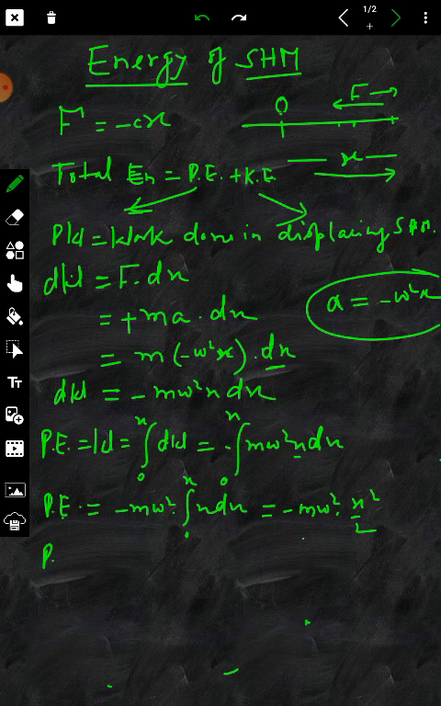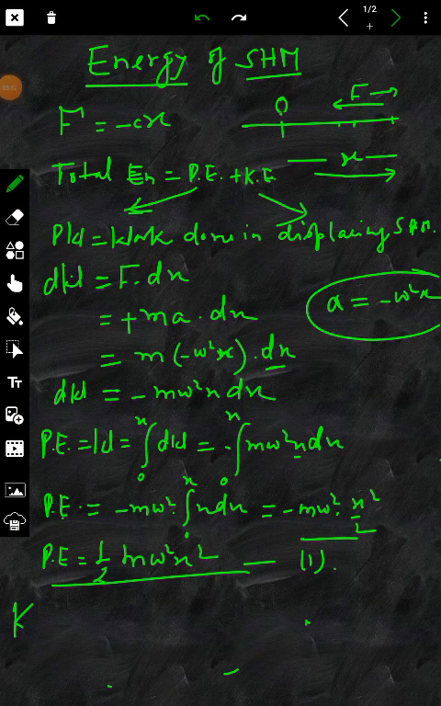So therefore the potential energy becomes equal to, and since it is energy, it can be used without the sign here. We are just writing the magnitude. So it becomes half of m omega square into x square. So this is the potential energy.